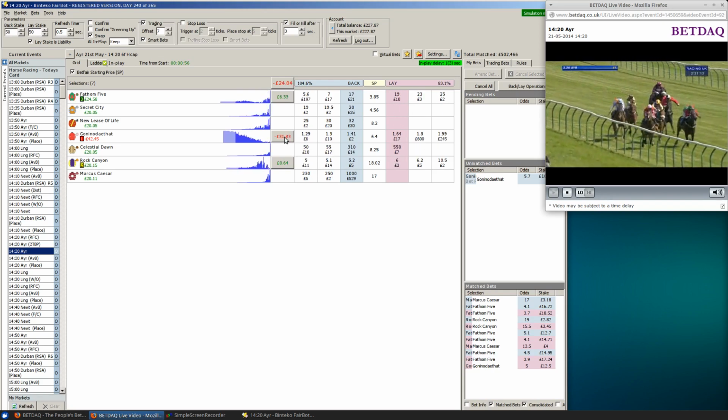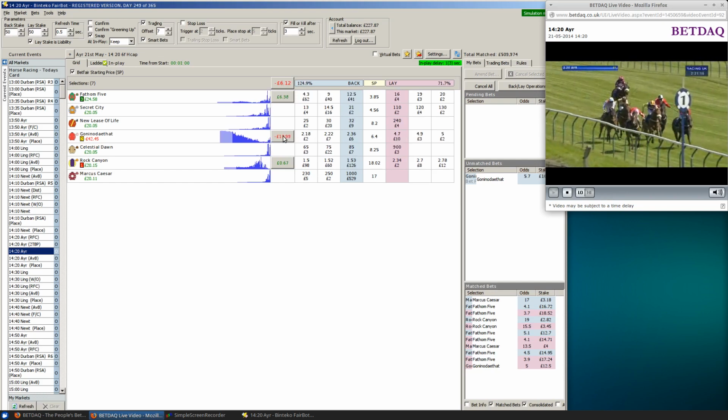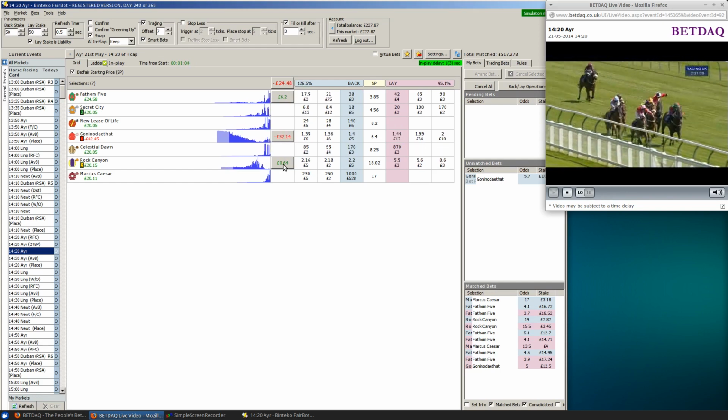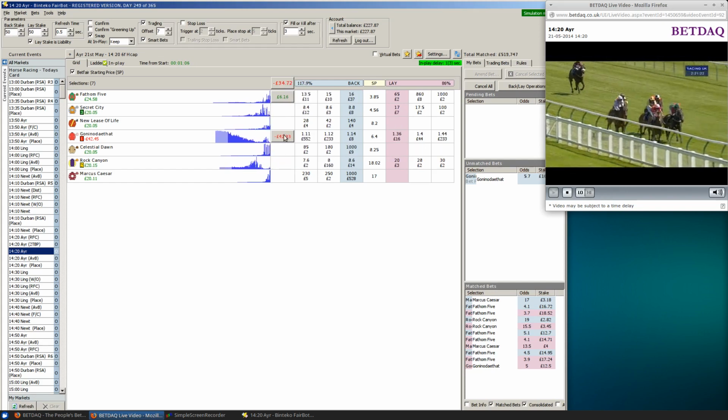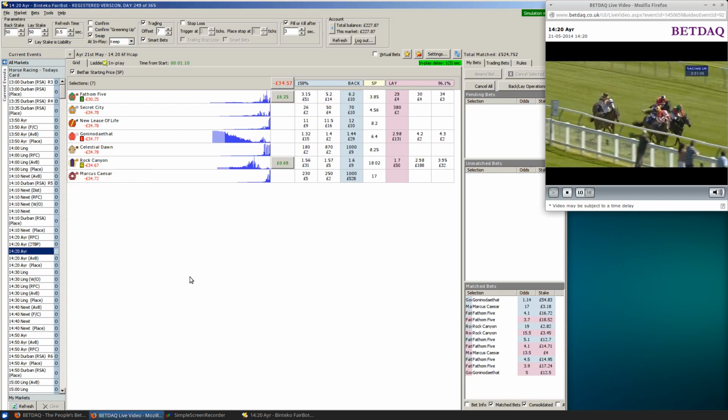It's not looking like it, so we need to get out. Is it? This is what sprints are like. This giving him a fright, but we're still going to end up with a loss. Trade out as soon as we can, and we end up with a loss there.